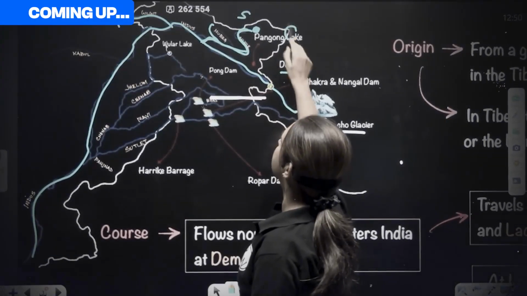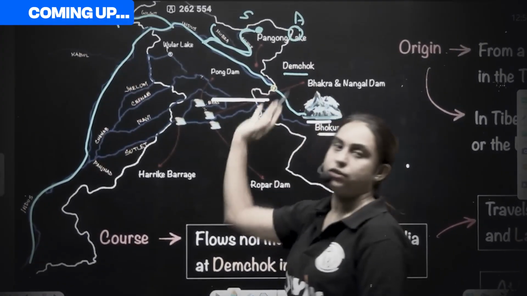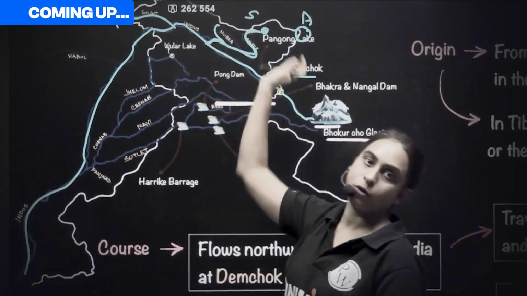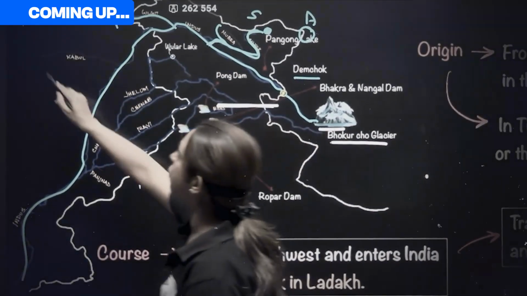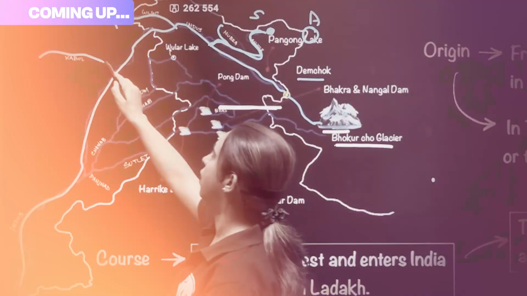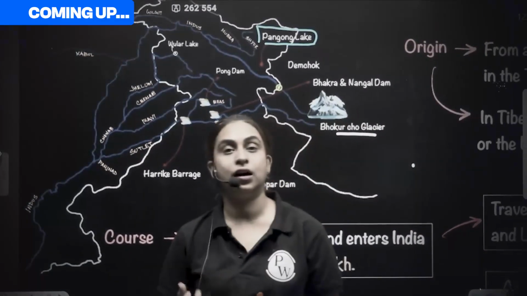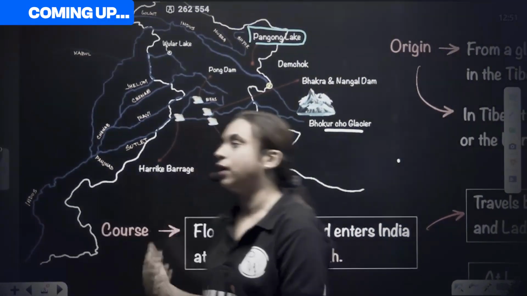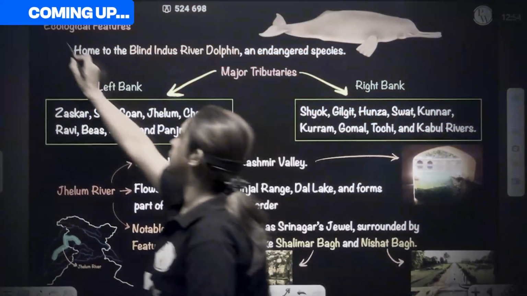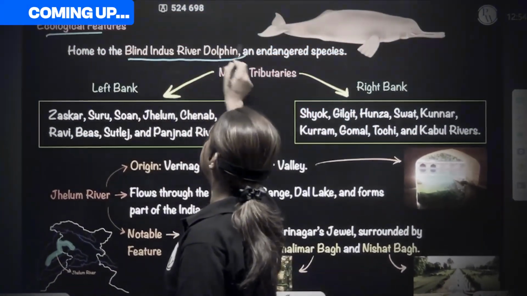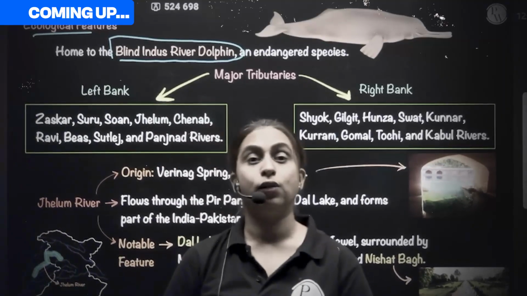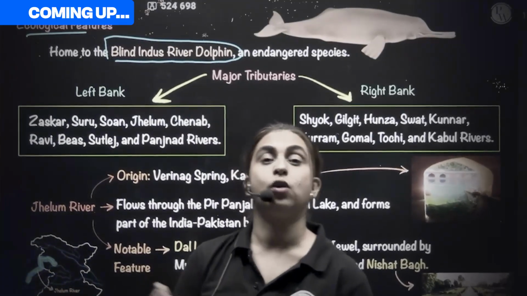Siachen Glacier is here, Chandec Glacier is here. So the tributary on the right bank, you can see Gilgit, Nubra joins the Shyok. As you can see from Pakistan on its right bank also you have, whenever you visit Ladakh, this is a very famous lake, very picturesque beauty, beautiful sky that you have. The various ecological features that you can see, that Indus has a blind Indus River dolphin. You will see that it has a dolphin and the dolphin is blind. Now why is the dolphin blind?